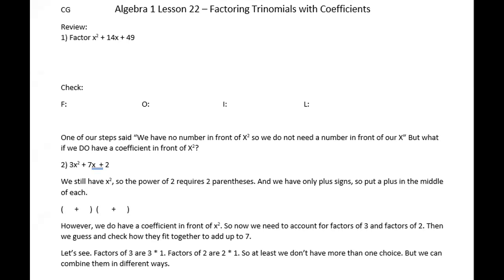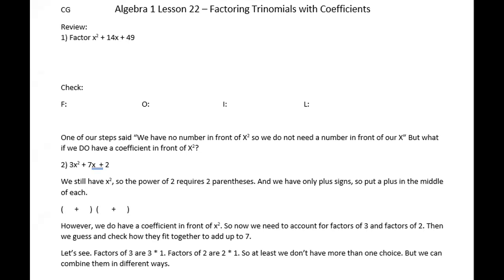Okay, today we are going to look at lesson 22 from Math UC Algebra 1, and we are factoring again, but this time with a coefficient. And what that means is we're going to have a number in front of that x squared that we weren't having before. Let's review. So this one is 1 like we did last week, x squared plus 14x plus 49.